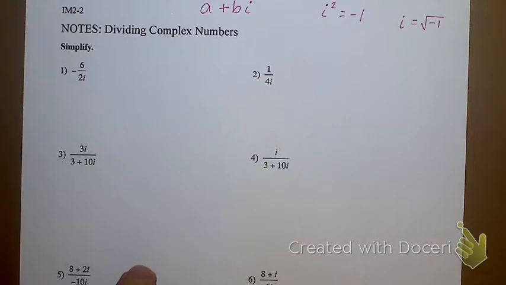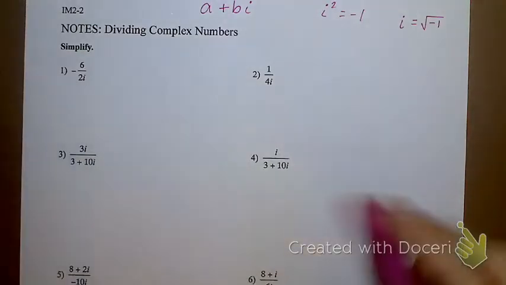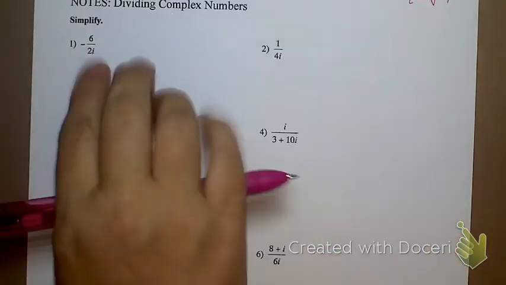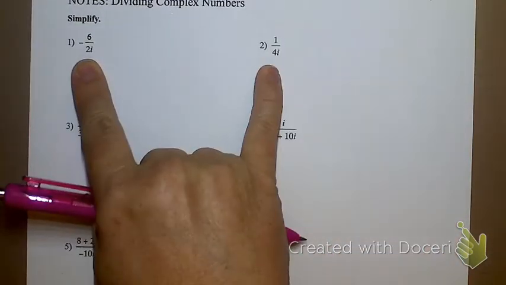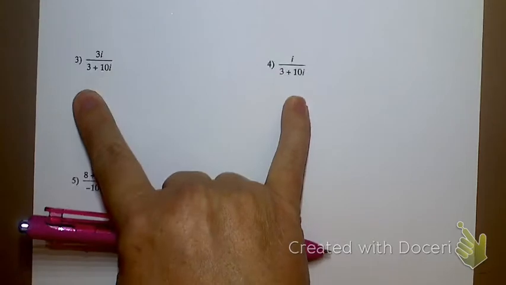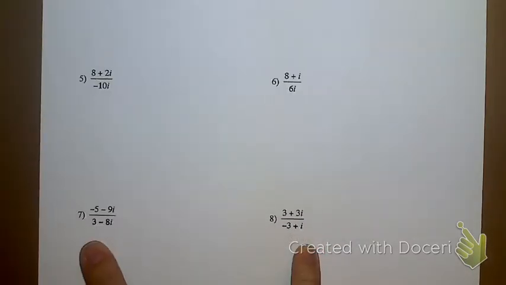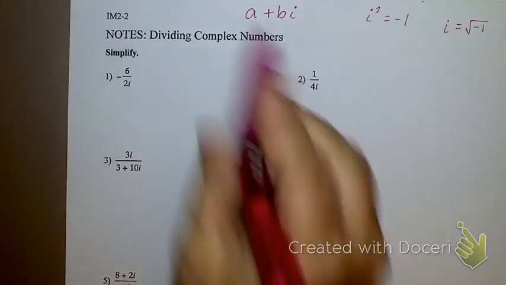Okay, so when we are dividing complex numbers, we're not actually going to be doing any division. All we're going to be doing is getting the i off the denominator. Okay? And I'm going from easy. I've got 2 easies, 2 mediums, 2 mediums, to 2 hard ones. Okay?